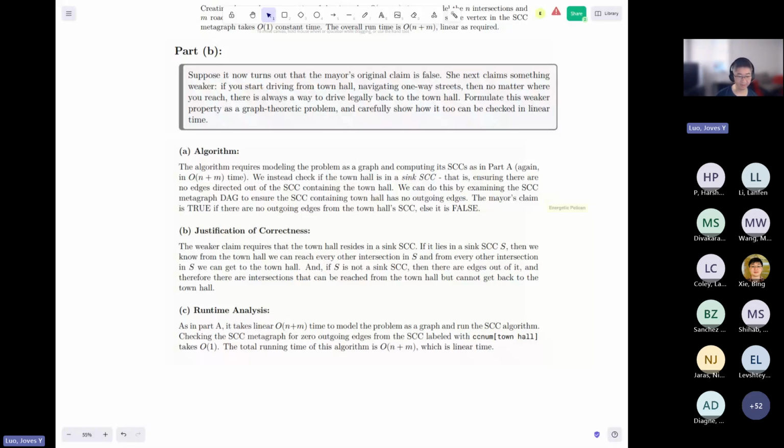Runtime is O of n plus m. The SCC algorithm is again O of n plus m. Checking the CC num of town hall is O of 1. Checking that there's no outgoing edges is also O of 1. So your overall runtime is O of n plus m.